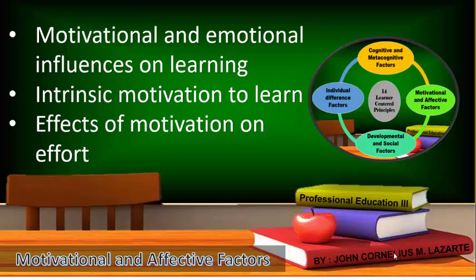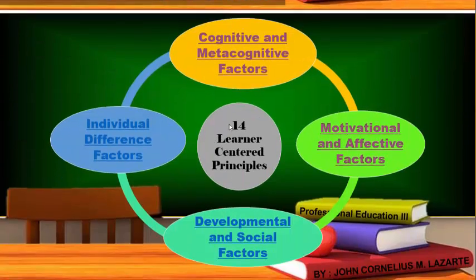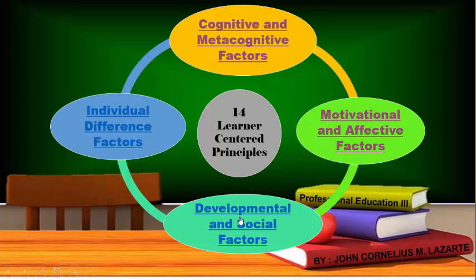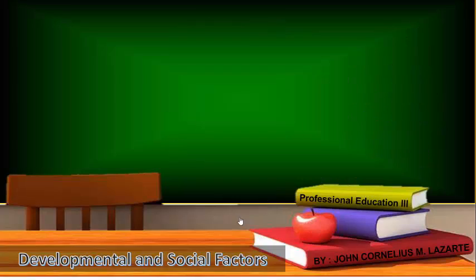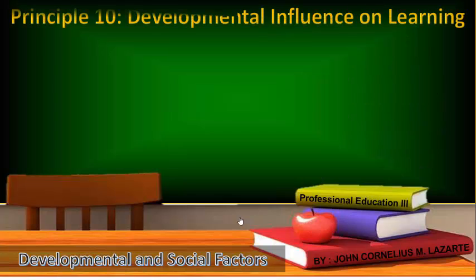So that comprises the motivational and affective factors: the first, motivational and emotional influences on learning, intrinsic motivation to learn, and the effects of motivation on effort. Now let's go back here and deal with the developmental and social factors. For Principle 10, we have here the developmental influences on learning.